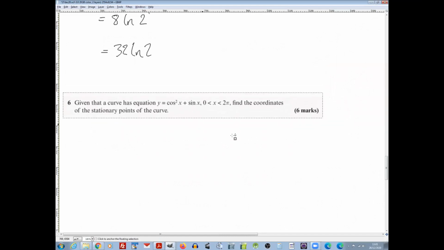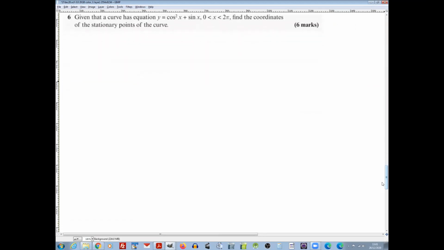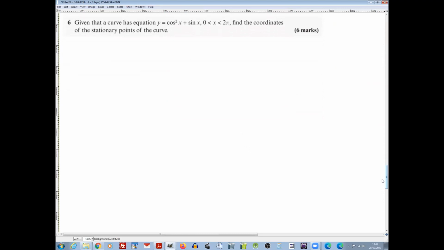Given that a curve has equation as given, find the coordinates of the stationary point. So it looks familiar in some ways, but we haven't done this, have we? Right. So let's have a quick think about whether we would be happy sketching the curve. I think it would be quite difficult, but we know it's composed of familiar kinds of curve, which is fair enough. What does it mean by stationary points?